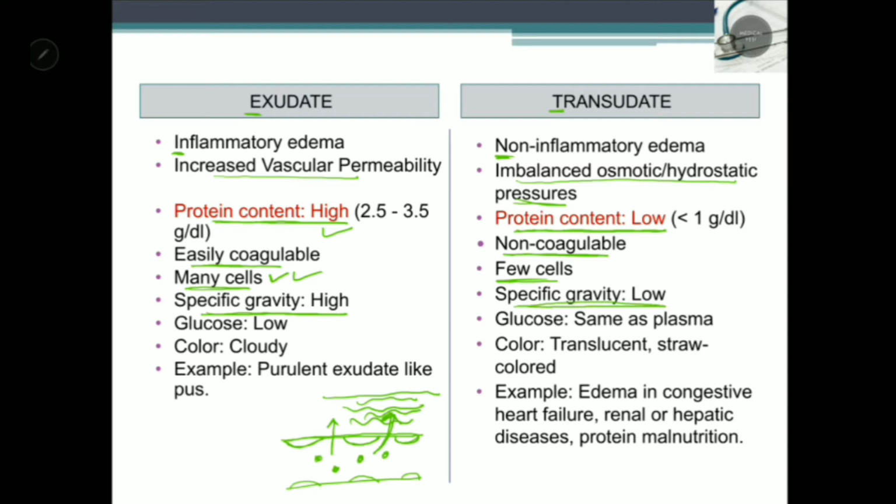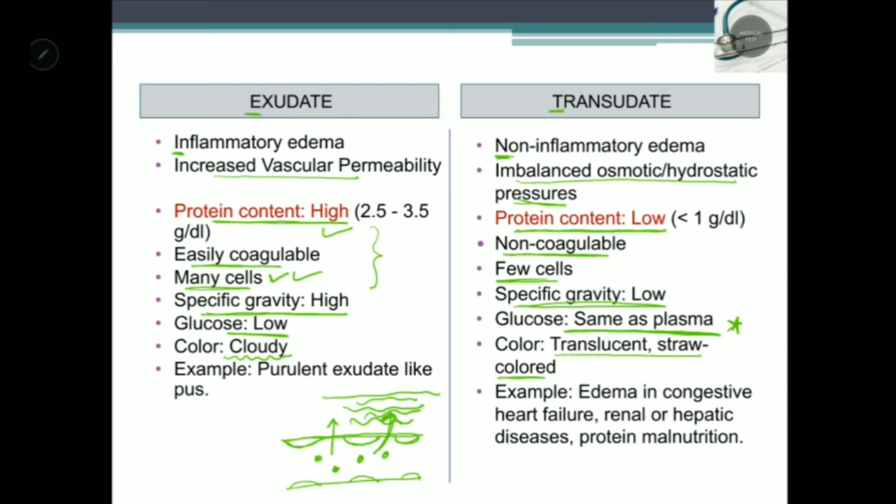One thing to remember is that the glucose content of exudate is low, while in transudate, the glucose content is the same as that of plasma. This is an important point to remember. Otherwise, exudate has a cloudy color. Why? Because it has so many things in it, right? While transudate does not have those many things, so it's kind of translucent or straw colored.